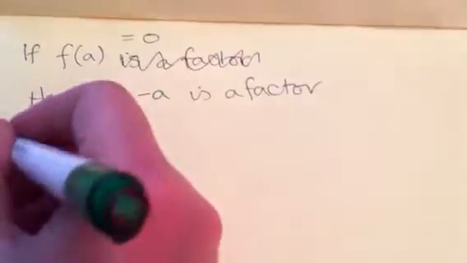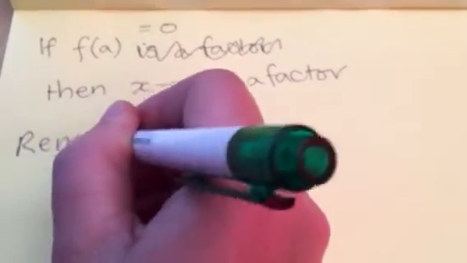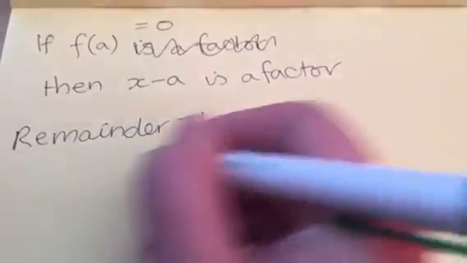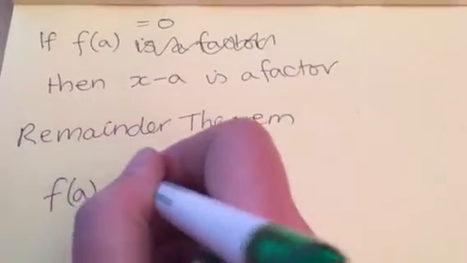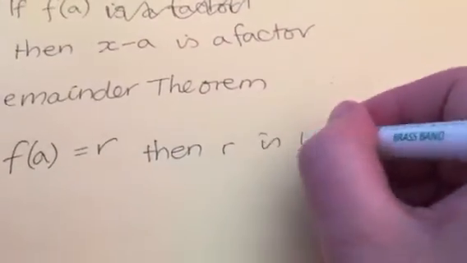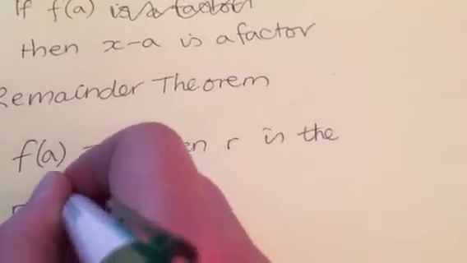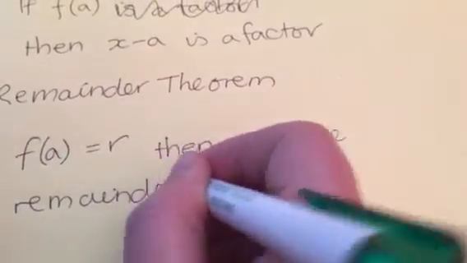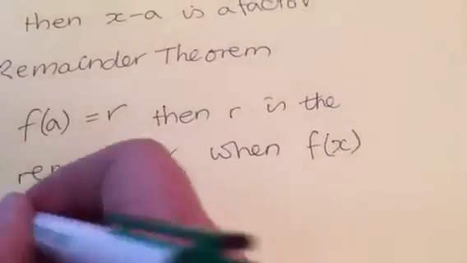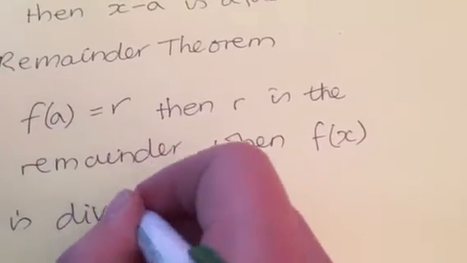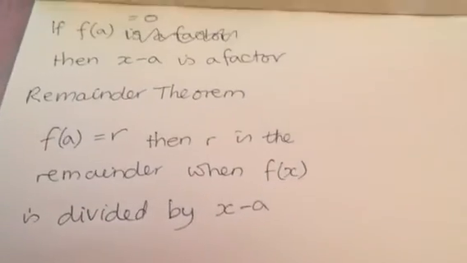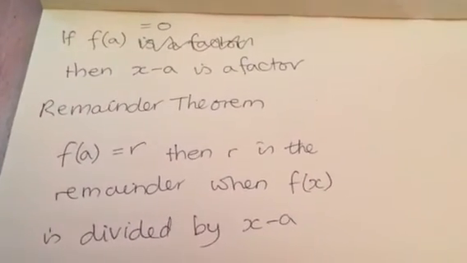And the remainder theorem, which you need to be able to use, says that if f of a is equal to r, then r is the remainder when f of x is divided by x minus a. So you need to learn both the factor theorem and the remainder theorem.